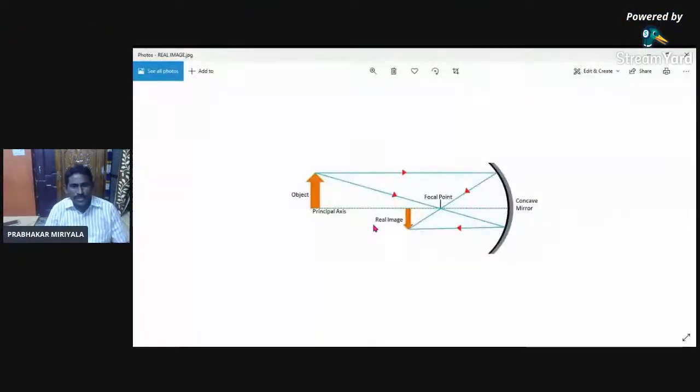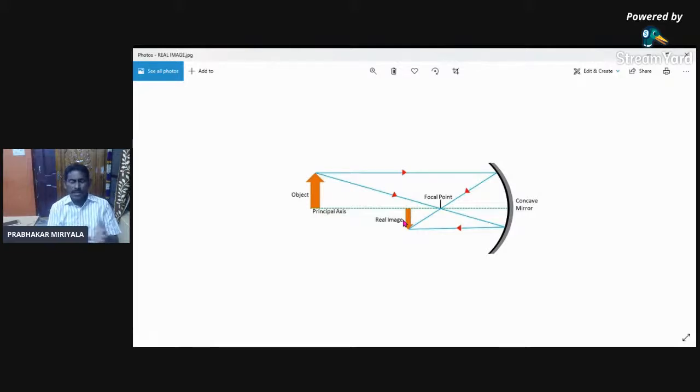So if you observe, this is the real image. Real images are inverted. If you observe, this is the object and the arrow mark of the object is in the upward direction, whereas the arrow mark of the image is in the downward direction. When they form upside down like this, we call them inverted images.